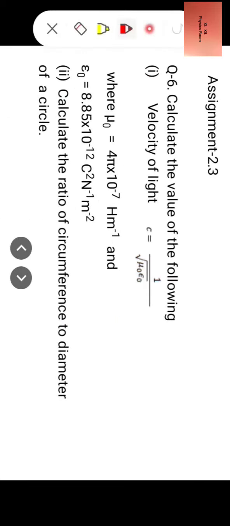Assignment 2.3 continued. Question number 6. Calculate the value of the following. Velocity of light c is equal to 1 divided by the square root of mu 0 epsilon 0, where mu 0 is equal to 4 pi into 10 raised to the power minus 7 Henry per meter, and epsilon 0 is equal to 8.85 into 10 raised to the power minus 12 Coulomb square per Newton per meter square. Calculate the ratio of circumference to diameter of a circle.